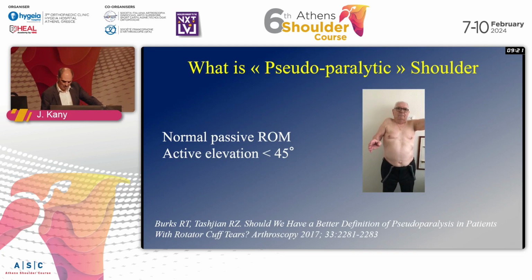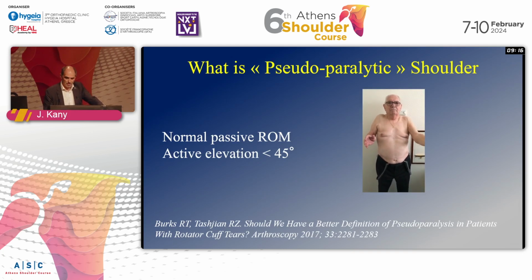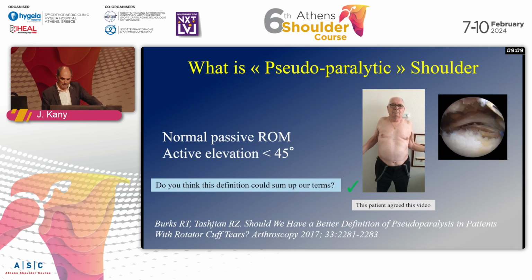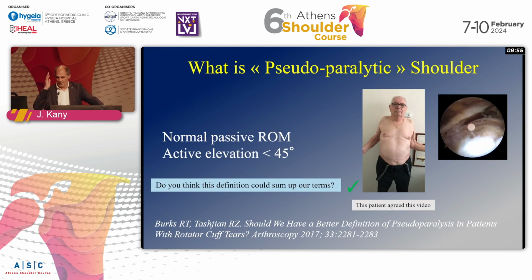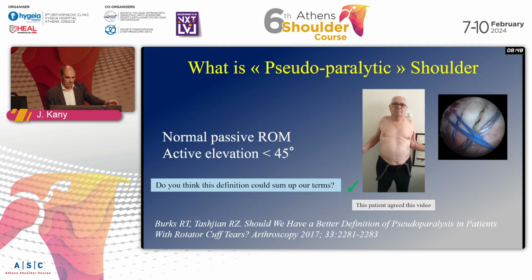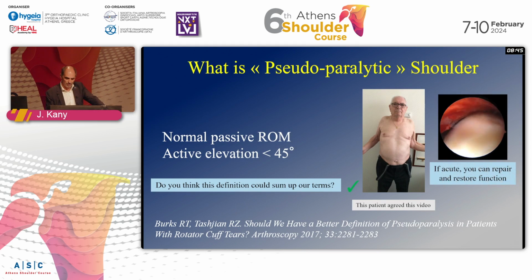What is it? This is the definition of Burkhart's: normal passive range of motion, but active elevation less than 45 degrees. But this patient, in fact, was an acute case. So if you repair the cuff, and I join you, Michael, if you repair this cuff, which is a very bad cuff, I do not remember the fat infiltration, but you can reverse this shoulder. I'm not sure it's a pseudoparalytic shoulder, but this guy is not a very good example for this definition of a pseudoparalytic shoulder.